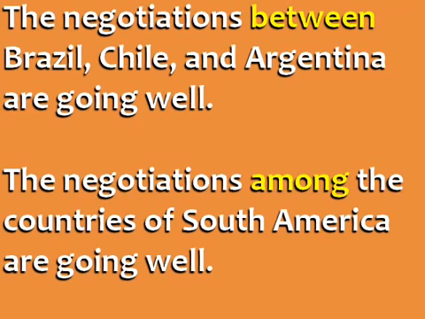Here's another example. The negotiations between Brazil, Chile, and Argentina are going well. Again, we can use between with 3 items because they are specifically named. The negotiations among the countries of South America are going well. These 2 sentences are not equal, of course, because there are more countries in South America than only Brazil, Chile, and Argentina.